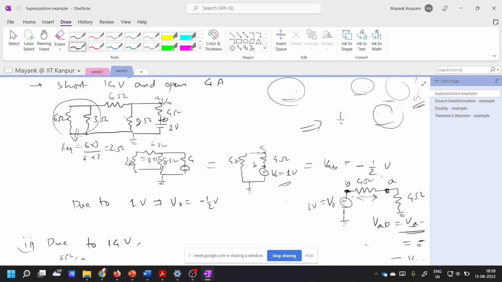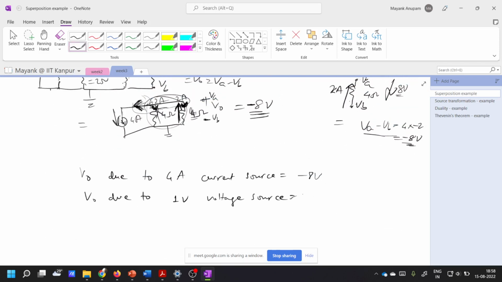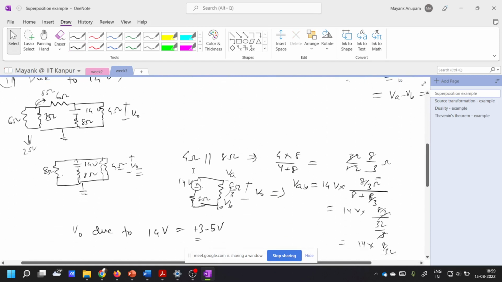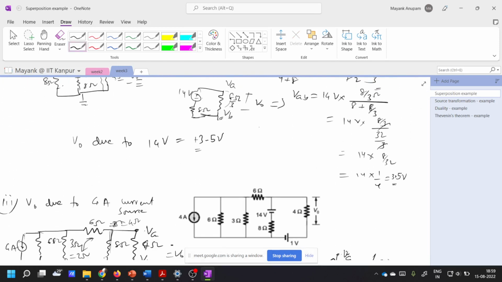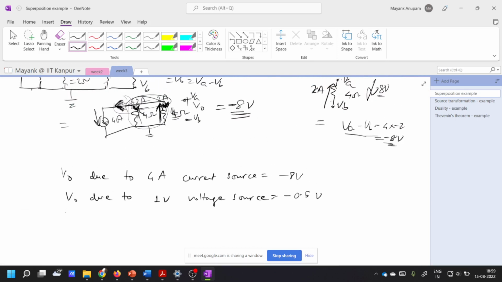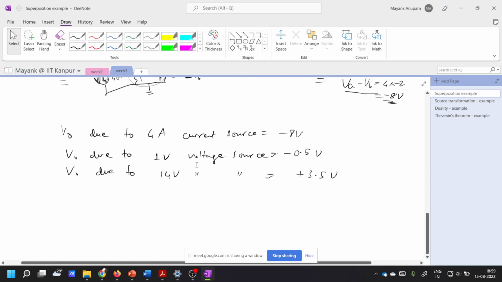So you see we have done this here. It was minus half volt, right? So due to the 1 volt voltage source, the voltage was minus 0.5 volt. Now there was another voltage source, 14 volt. We have done it here. Due to 14 volt, there was plus 3.5 volts. So let me write that here again. V naught due to the 14 volt voltage source is plus 3.5 volts.